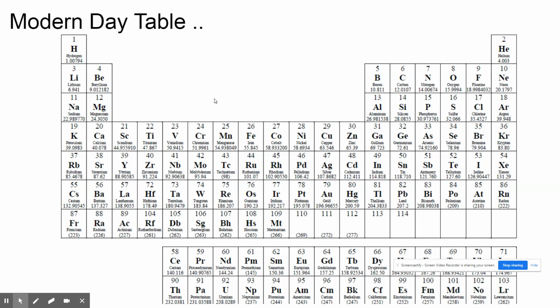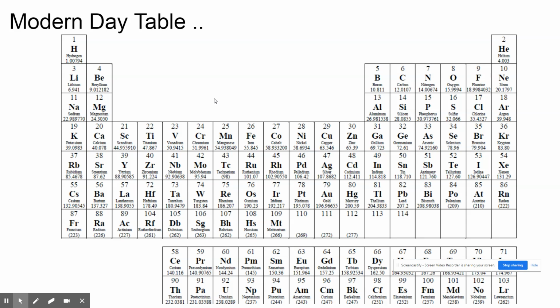This is a modern day periodic table. This is actually what the periodic table looks like that you received as a handout. This is the same one that you're going to be coloring. Just a heads up, when you do go to color this, please do not use markers, because you're not going to be able to see this once you color it. We have crayons and colored pencils that you can use.